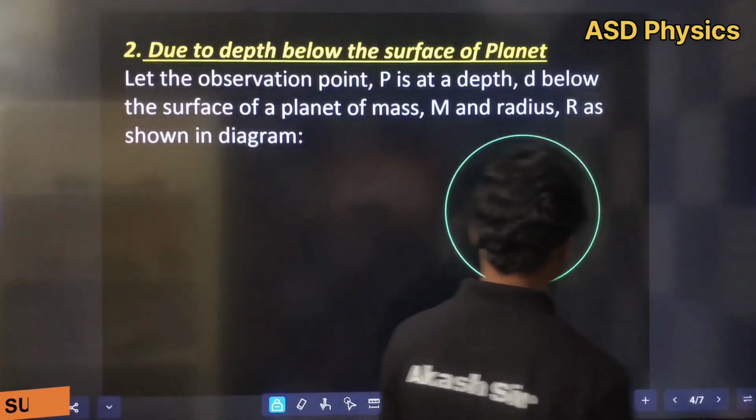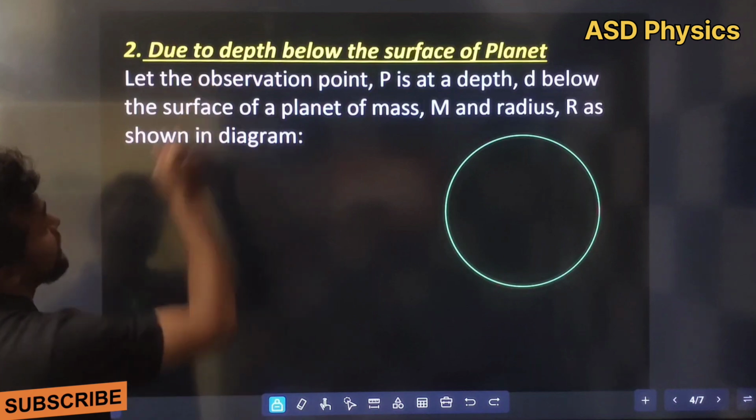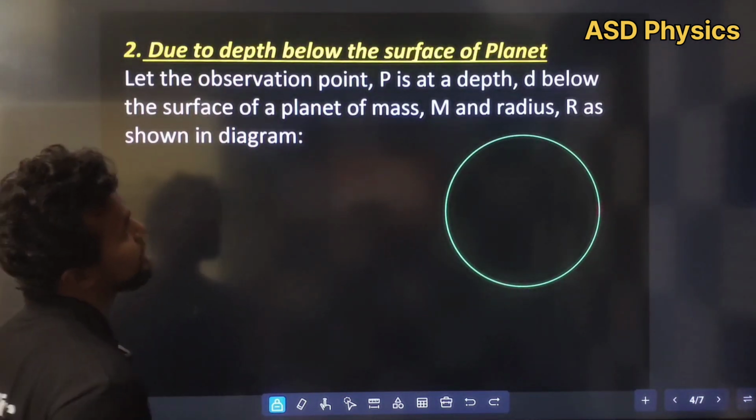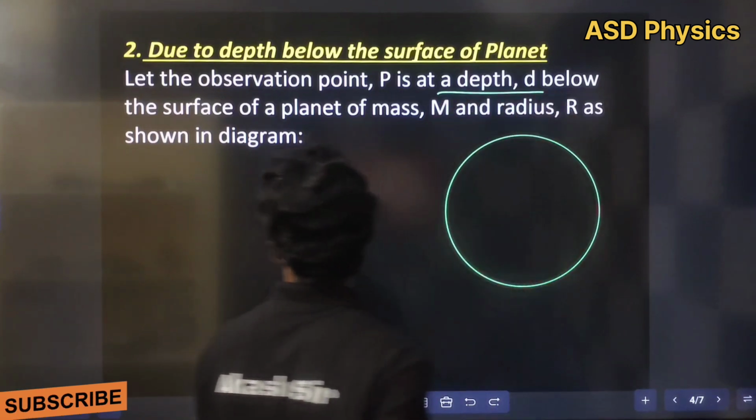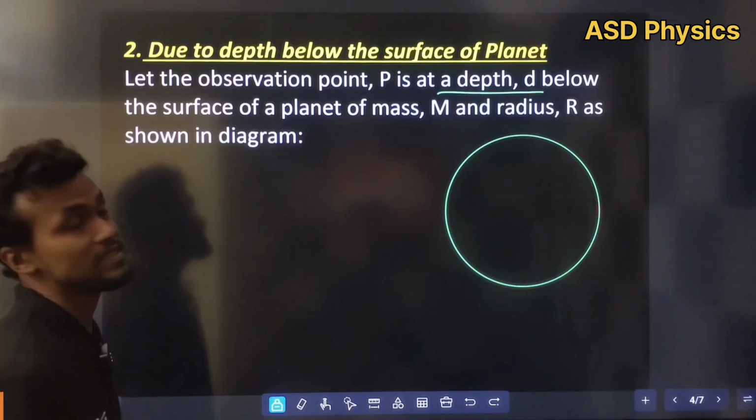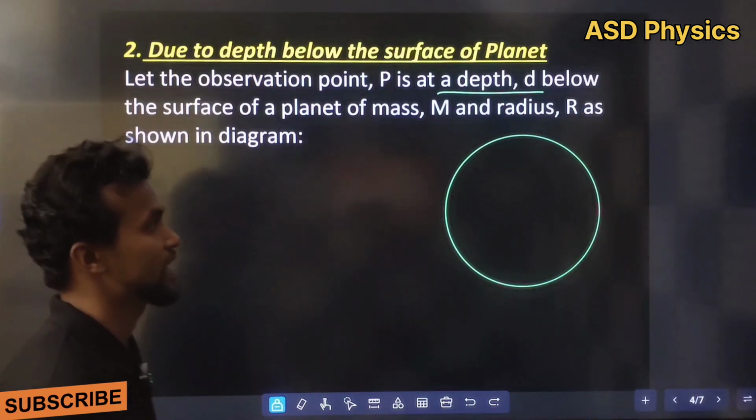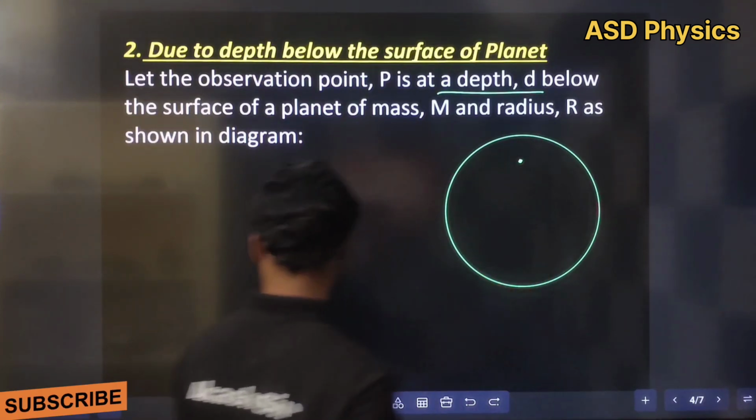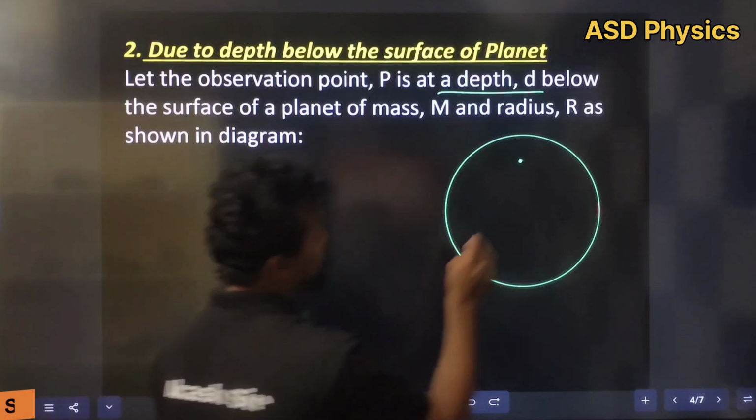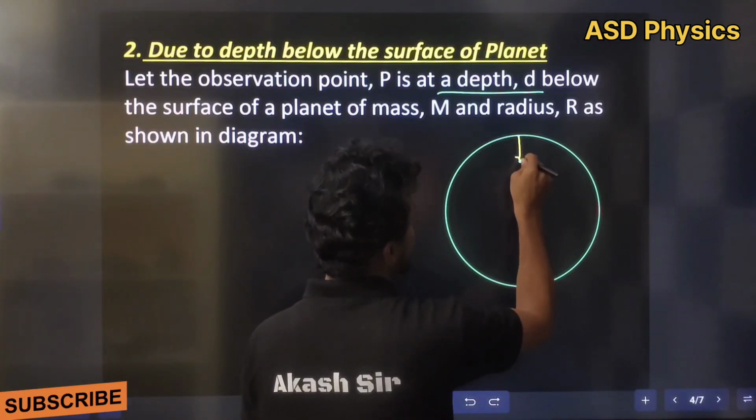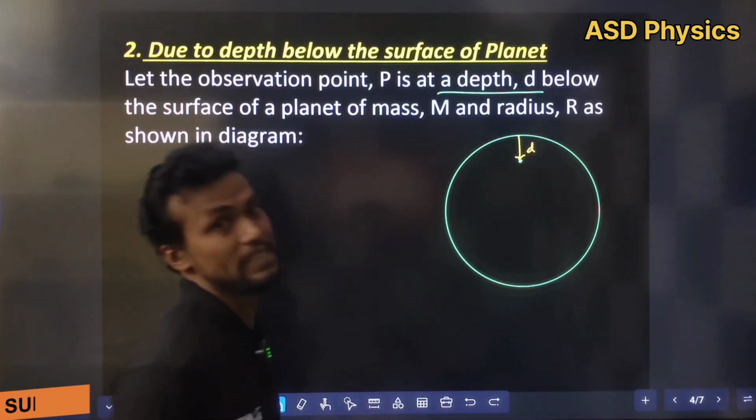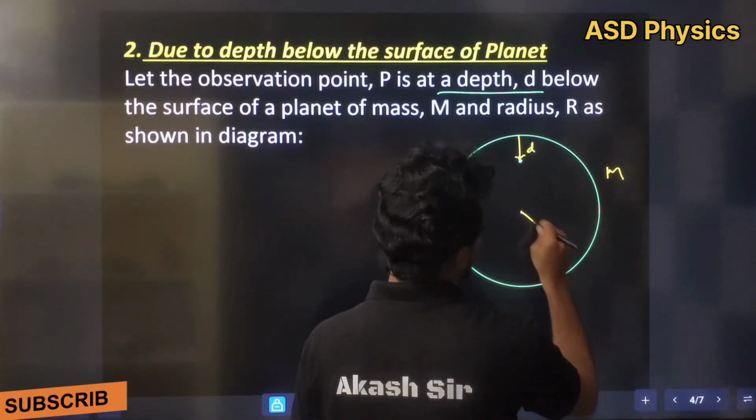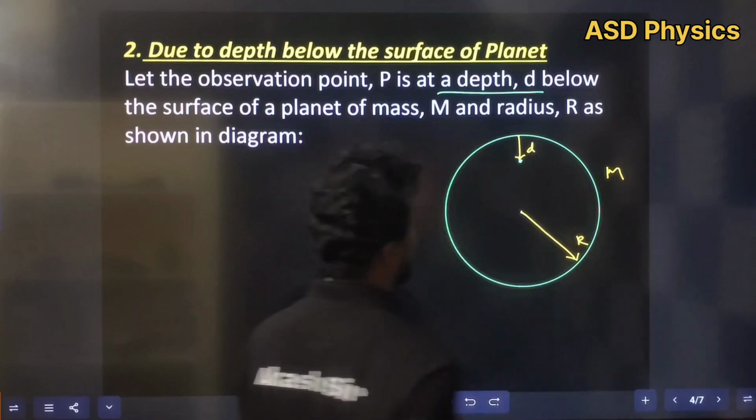After that, students, let me go to the second one here. Due to depth below the surface of planet. So see here, please, let the observation point P be at a depth d below the surface of a planet of mass capital M and radius R as shown in the diagram. So now I am going to take one observation point P. Observation point P at how much depth? This is at a depth d. And again, the mass is M and this radius is R.